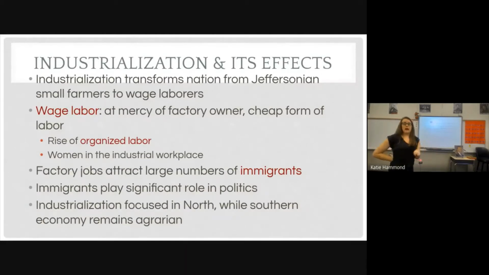And this is going to be the rise of organized labor. What's another word or term for organized labor? Online people, can you help me out? Organized labor. Okay, good, Izana, a labor union.